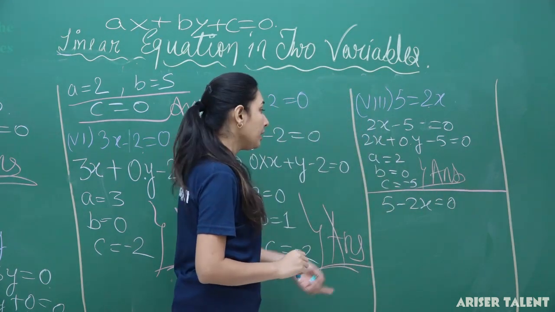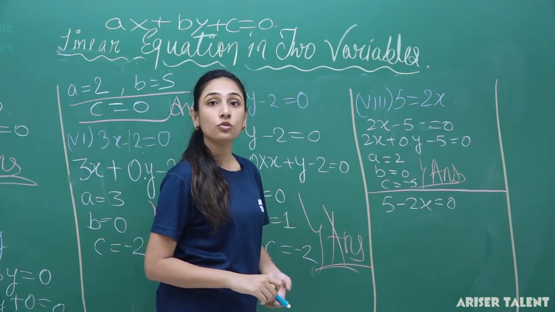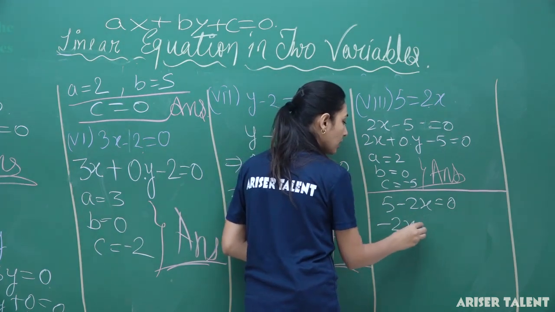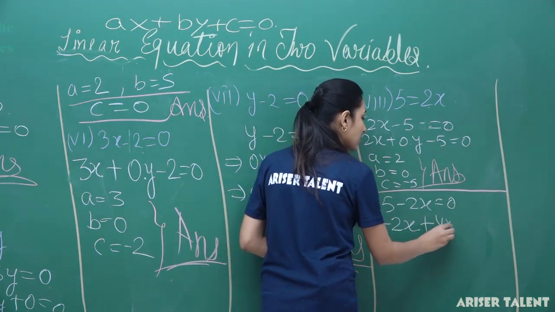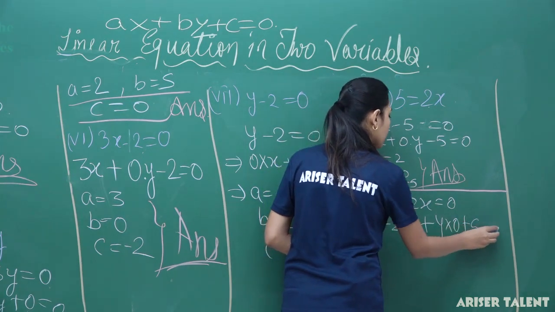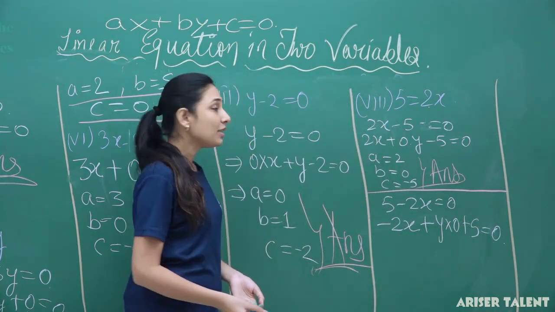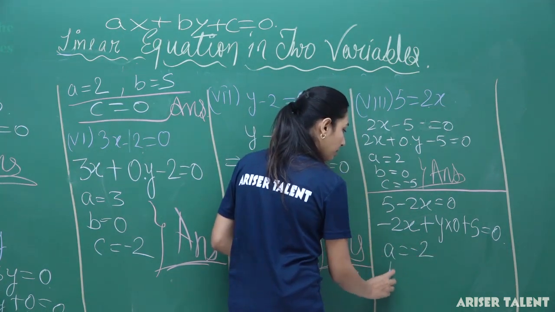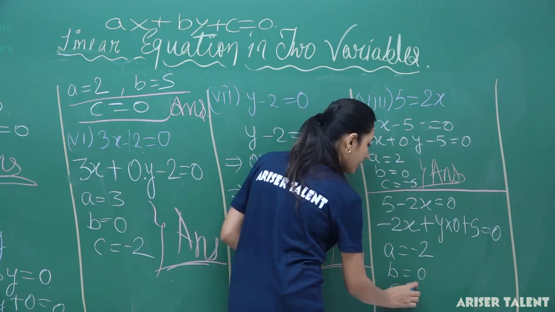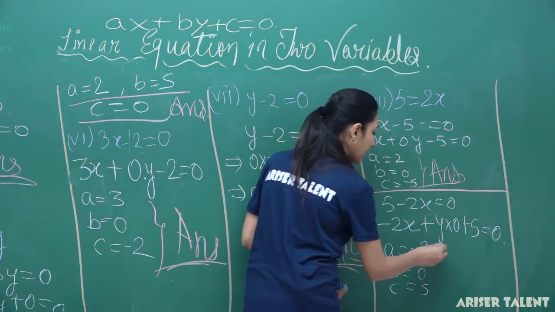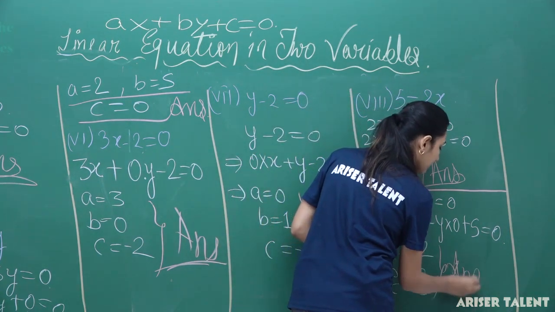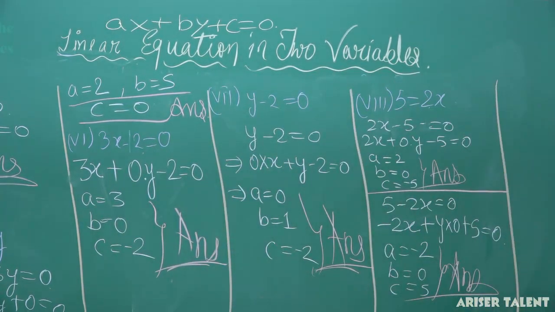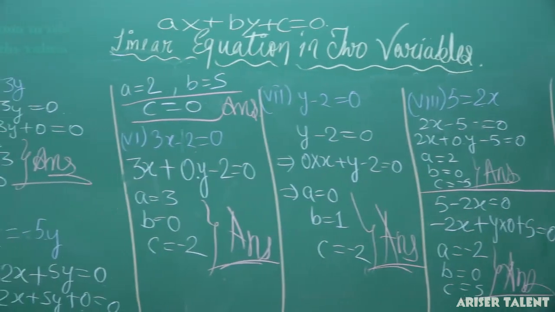Right? Okay. Now, if I talk about 5 minus 2x equals to 0, you will be saying that ma'am, it is minus 2x plus y multiplied by 0 plus 5 equals to 0. That means, ma'am, that will become a equals to minus 2, b equals to 0 and c equals to 5, and that will be our answer. So, this is the answer of that question. Note it out. Noted?